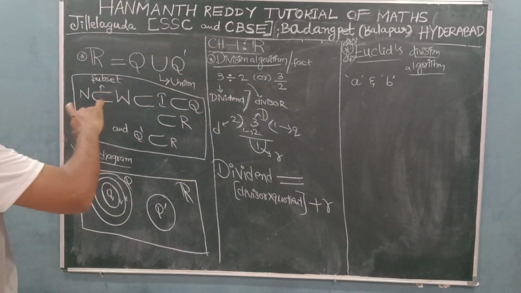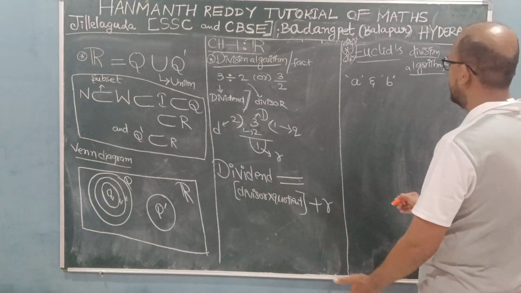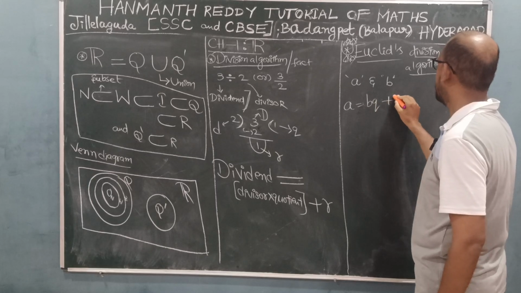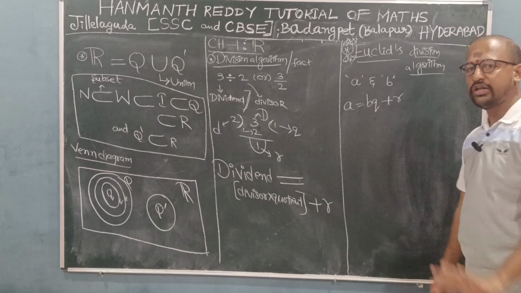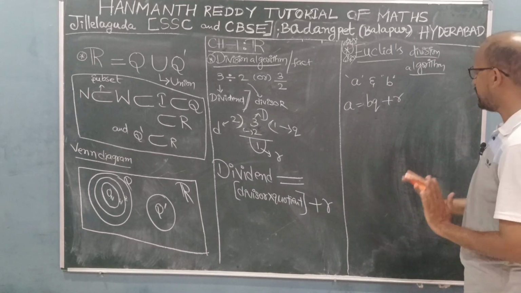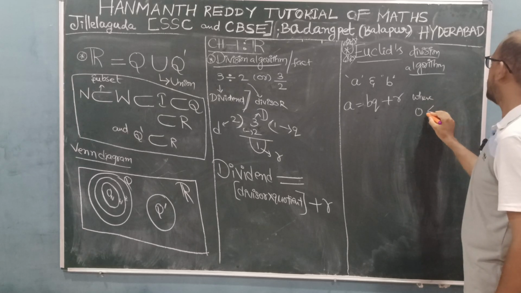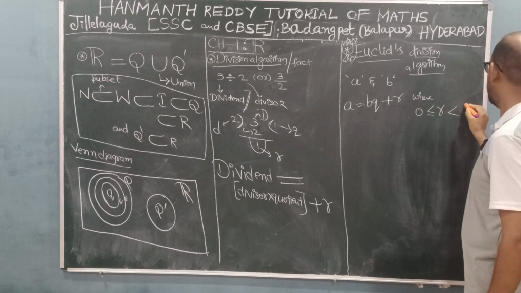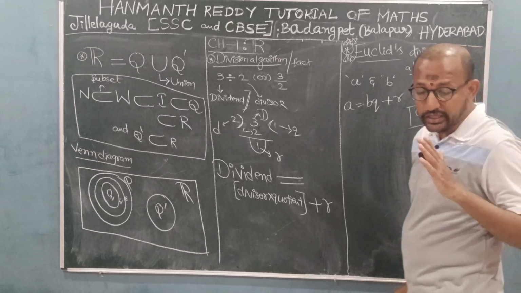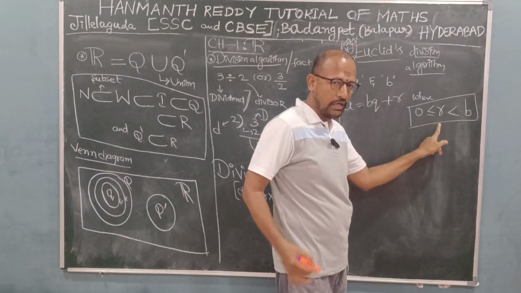See, Euclid's division algorithm: let us take any two positive integers A and B such that A is equal to BQ plus R, where Q and R are any two positive integers, where 0 is less than or equal to R, and R is less than B. I want you to know about this condition very deeply. That is the condition for the remainder. I will explain it now.